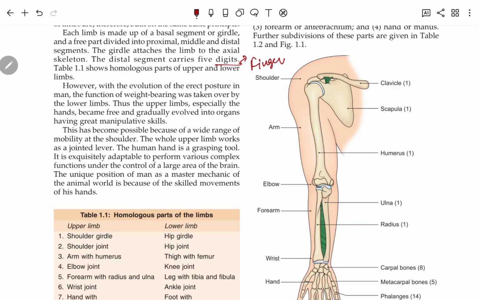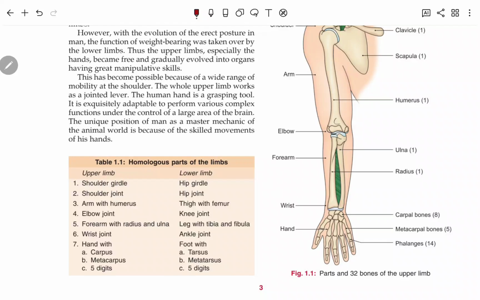So yeah, the human hand is a grasping tool. It is exquisitely adaptable to perform various complex functions under the control of a large area of the brain. The brain is central, ordering the hand what to do. The unique position of man as a master mechanic of the animal world is because of skilled movements. The reason humans are more advanced than any other animal is because they have hands. They can do many skilled works with their hands.